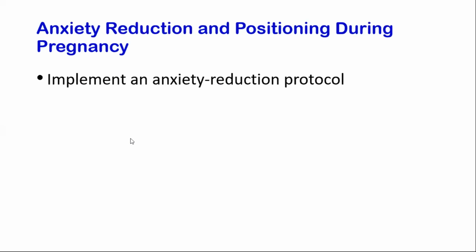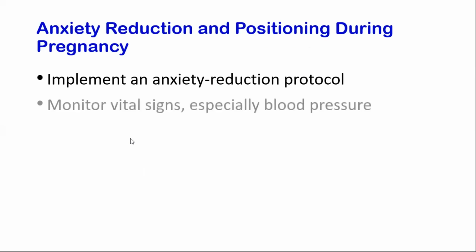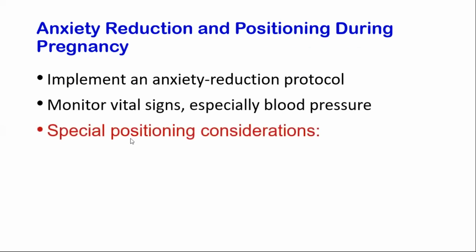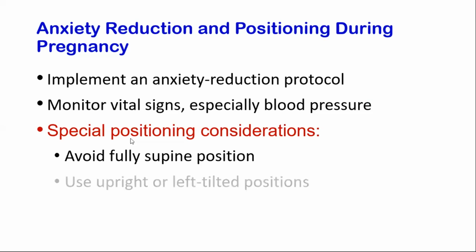Pregnancy can be both emotionally and physiologically stressful, and an anxiety reduction protocol, including monitoring vital signs and blood pressure, is essential. Positioning the patient properly is crucial. Avoiding the fully supine position prevents compression of the inferior vena cava, which could compromise venous return and cardiac output. The patient may need to be in a more upright position or have her torso turned slightly to the left. Frequent breaks should be allowed to accommodate the need for restroom trips.